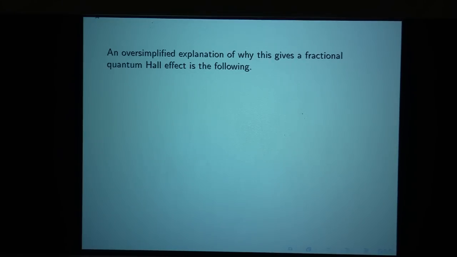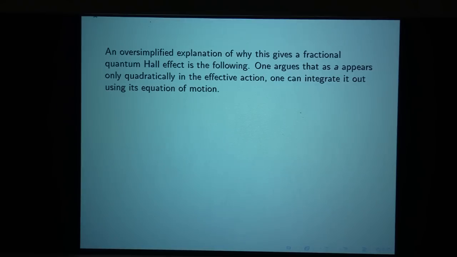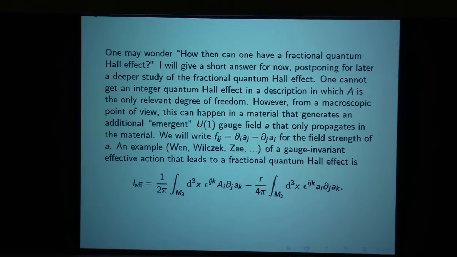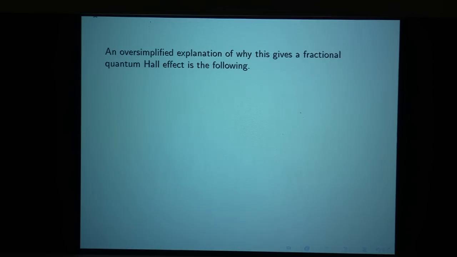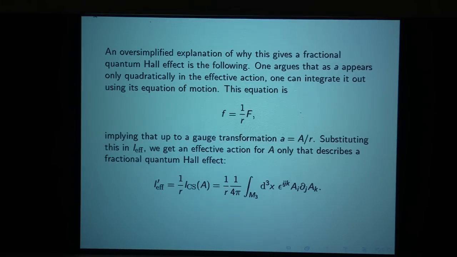Now, there's an oversimplified explanation of why this gives a fractional quantum Hall effect, which is the following. First, you argue that little a appears only quadratically in the effective action, so you try to integrate it out using its equation of motion. And usually integrating out something will give non-local effects, but here, in an oversimplified analysis, you claim it gives something local. The oversimplified analysis is as follows. The field equation for little a turns out to be that little f is 1 over r times big F.